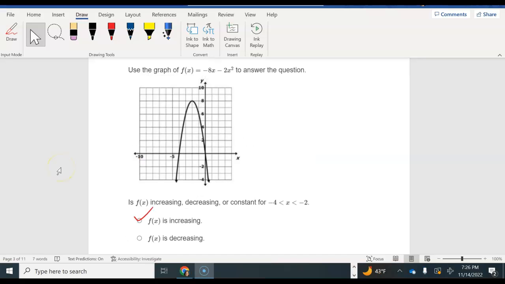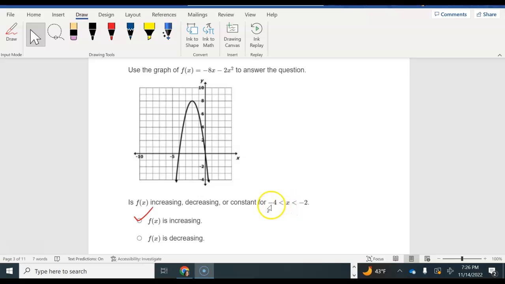All right, again, this one is just understanding what the graph is and looking at key characteristics. Use the graph to answer the questions. Okay, this is the graph of this function. Is f of x increasing, decreasing, or constant from x = -4 to x = -2?